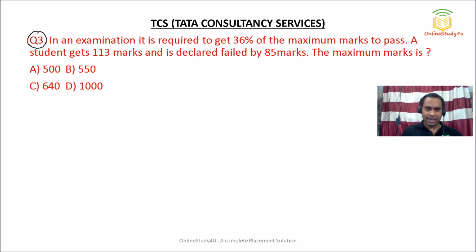Now, friends, question number 3. In an examination, it is required to get 36% of the maximum marks to pass. A student gets 113 marks and is declared failed by 85 marks. So this point will give you an idea of how you can proceed. A student is getting 113 marks, but still he is declared failed by 85 marks. Means if we give him 85 more marks, he will pass the exam.